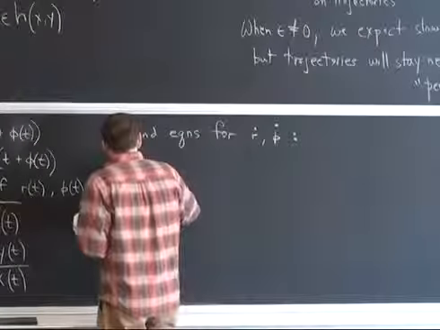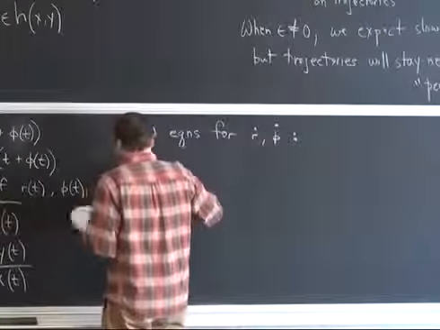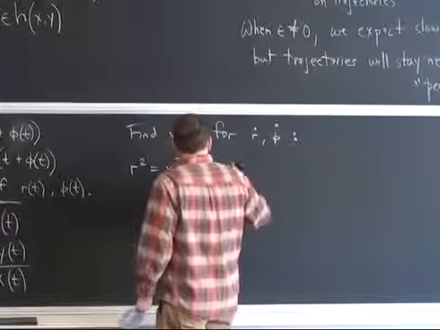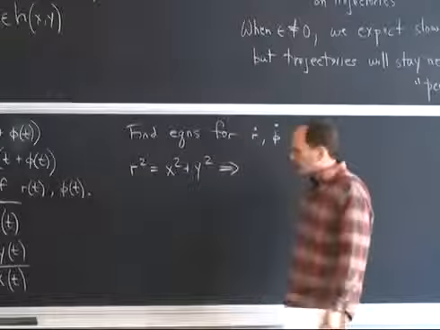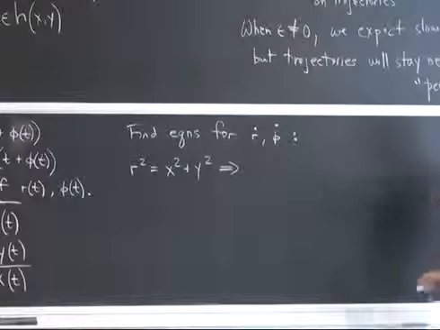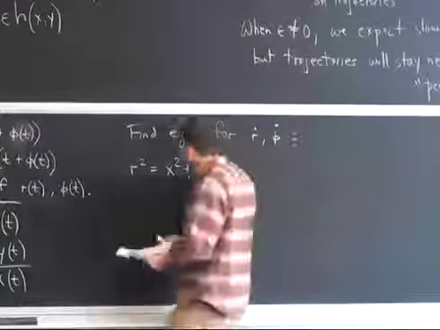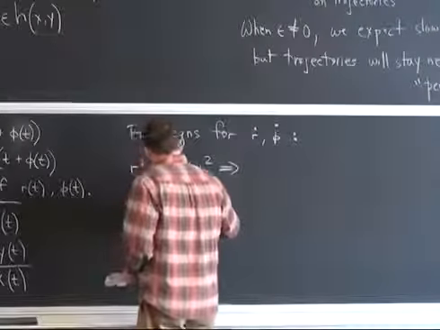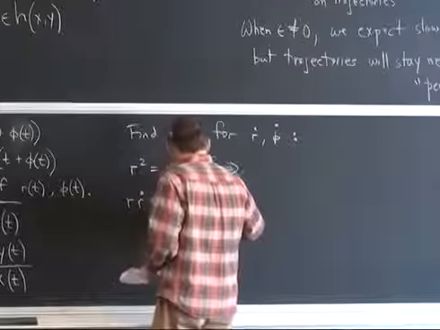Well, the easiest way is using our definition for r. We have r squared is x squared plus y squared. And I had mentioned this trick in polar coordinates earlier in the course, that this is a nice way to derive evolution equations for r. Differentiating both sides, we would get r r dot is x x dot plus y y dot.